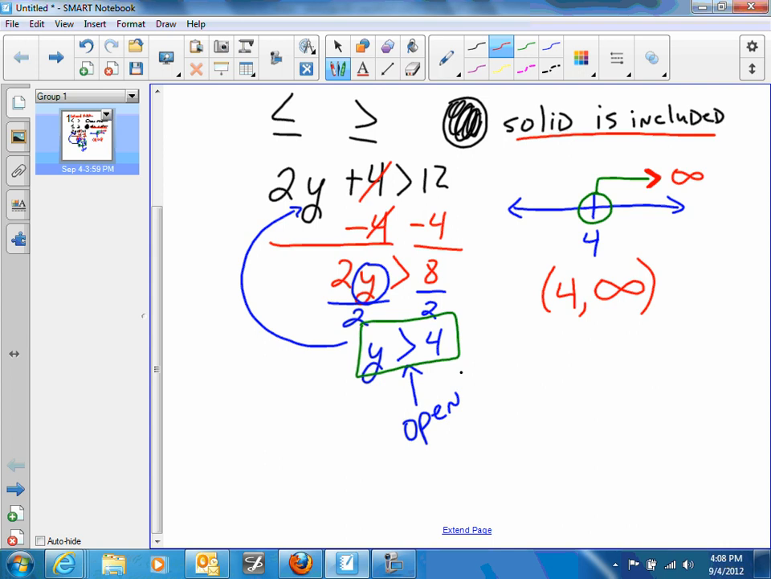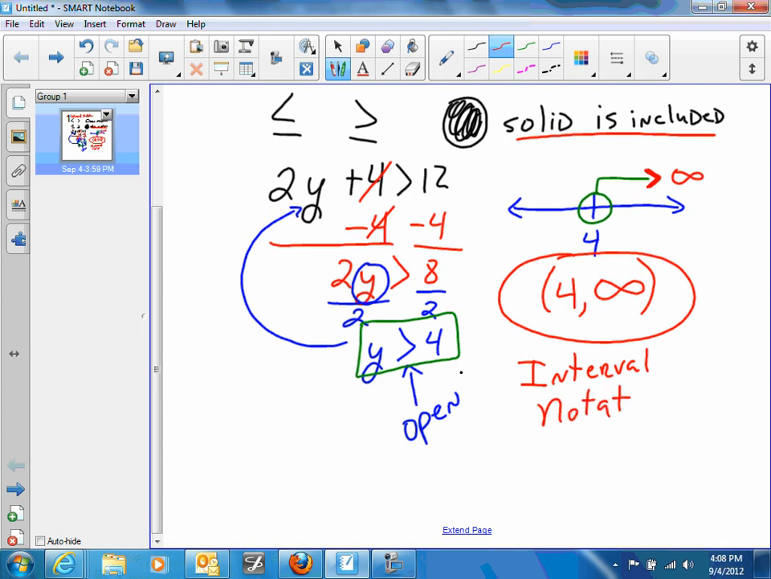Now, when I say solve the equation or solve the inequality and put it in interval notation, this is what we call interval notation. All right? And let me give you a few examples of those, okay? That's interval notation. So let me give you a new page. I'm going to show you something.